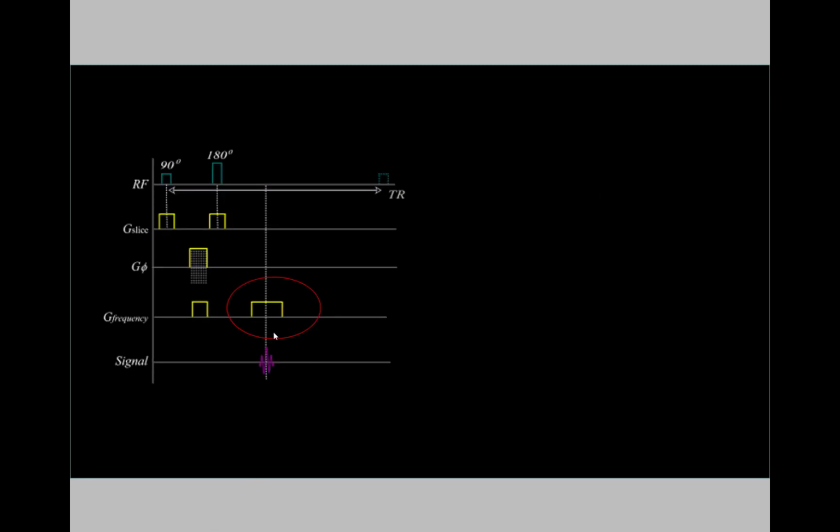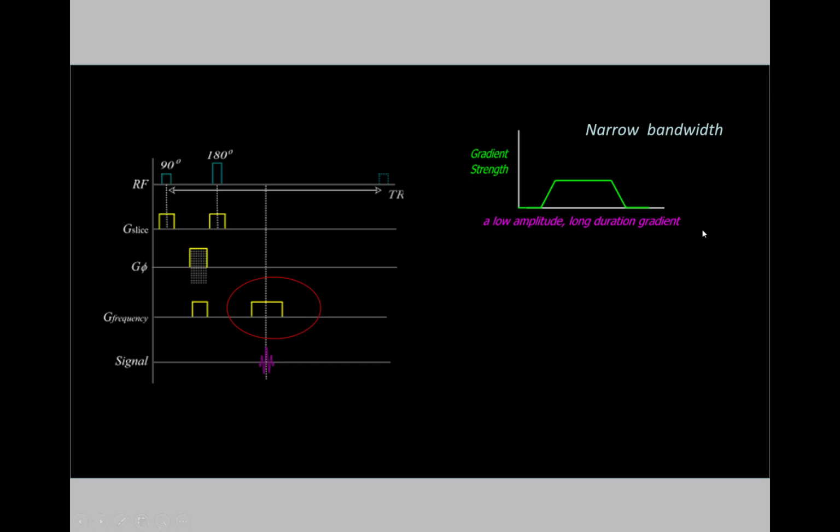Okay, so let's look at the frequency encoding gradient here again, and how the bandwidth setting influences that. So just zooming in on this part, the readout or frequency encode gradient, which again is on as the echo is forming. So we could have a narrow bandwidth case. What does narrow bandwidth mean? It means the echo is going to be quite long. So it means that the gradient is going to be switched on for a relatively long duration.